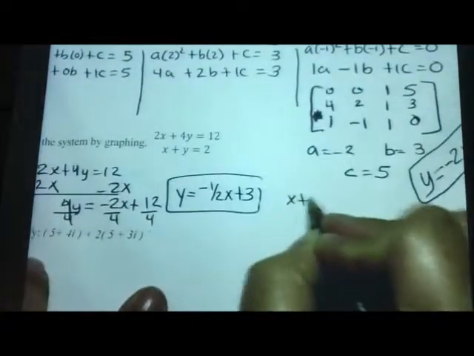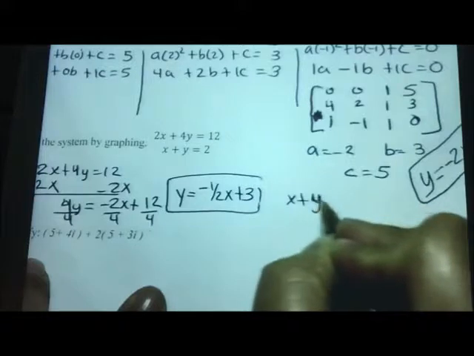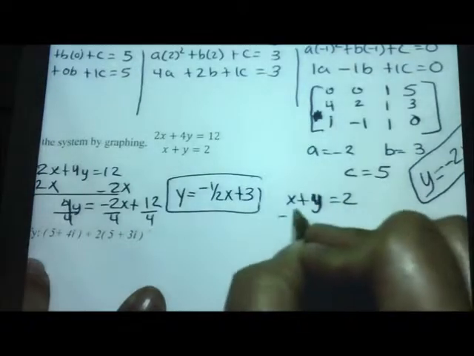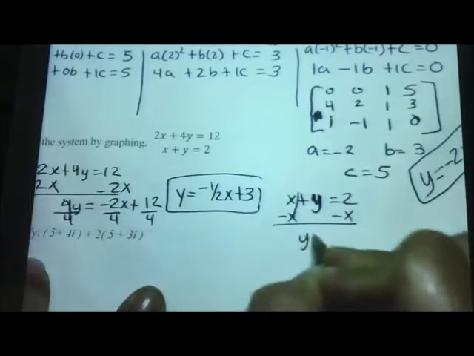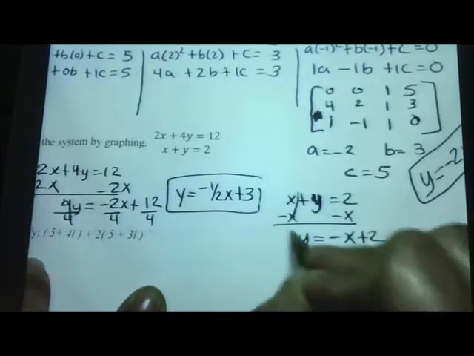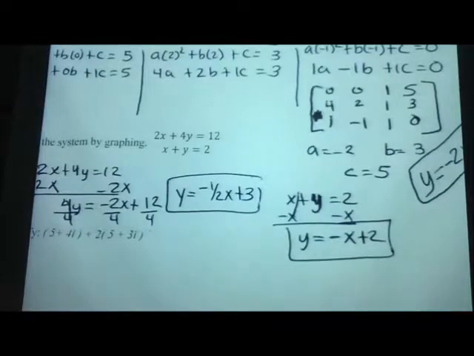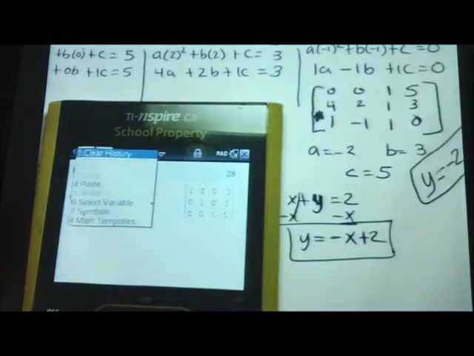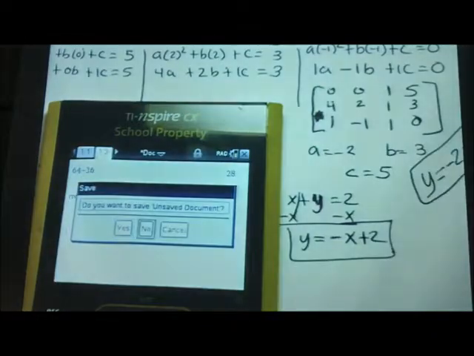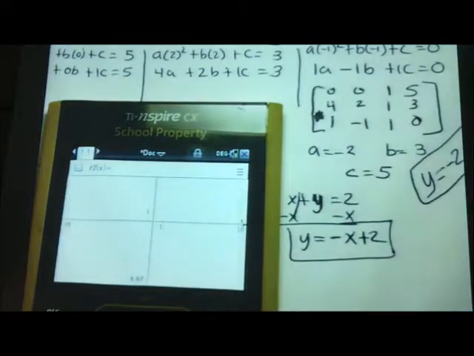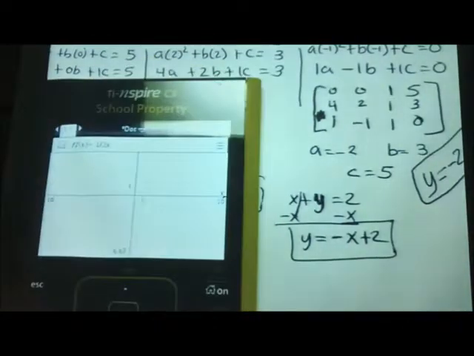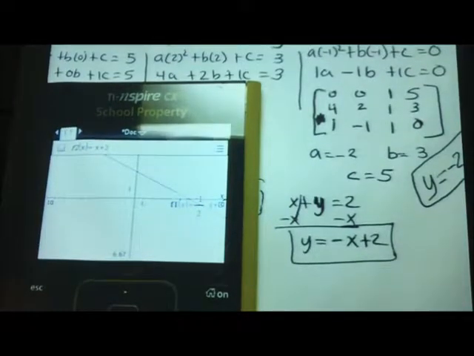Next equation, x plus y equals 2. The only thing I have to do is subtract x. So y equals negative x plus 2. And I have to graph both of those. So you grab your calculator, add a graph, and the first one is negative 1/2 x plus 3. We press tab, negative x plus 2, and the lines are intersecting right there.